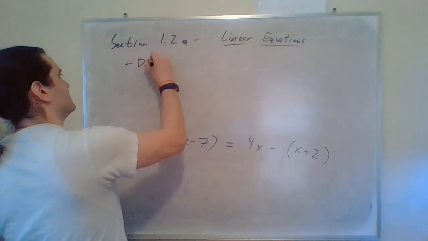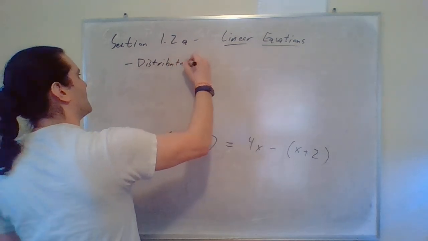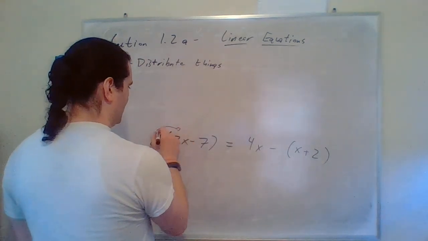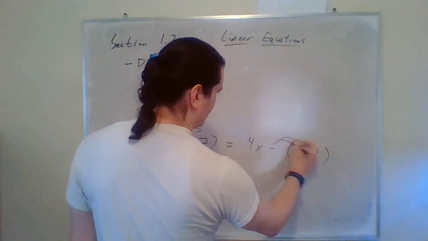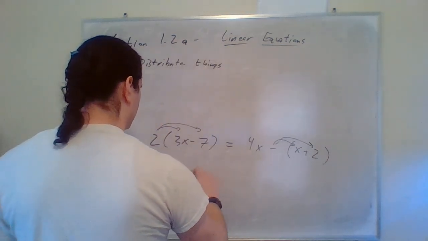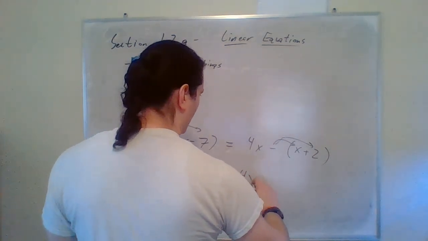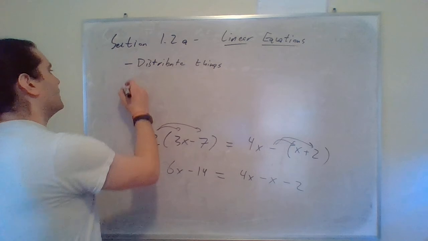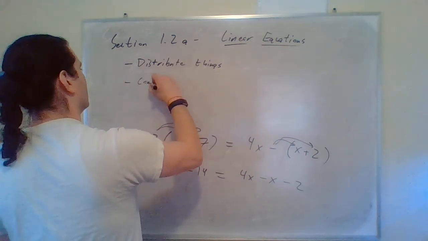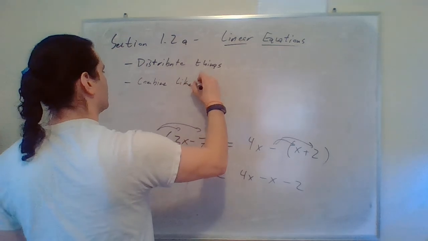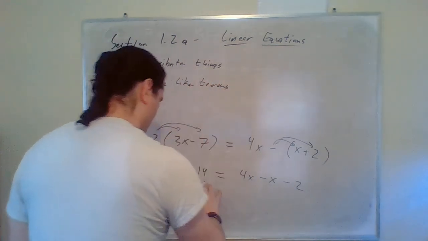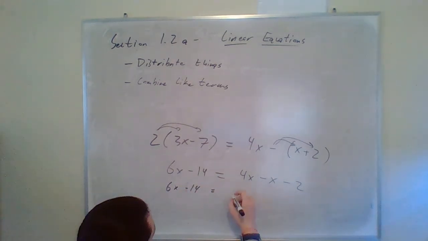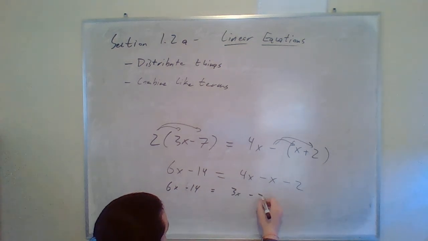Step 1 is distribute things. So you distribute the 2 in here, you distribute the negative sign in here. So this would be 6x minus 14 equals 4x minus x minus 2. Then we combine like terms. Nothing to do here. 6x and 14 don't interact. Here we have 4x minus x. That'll give us 3x minus 2.